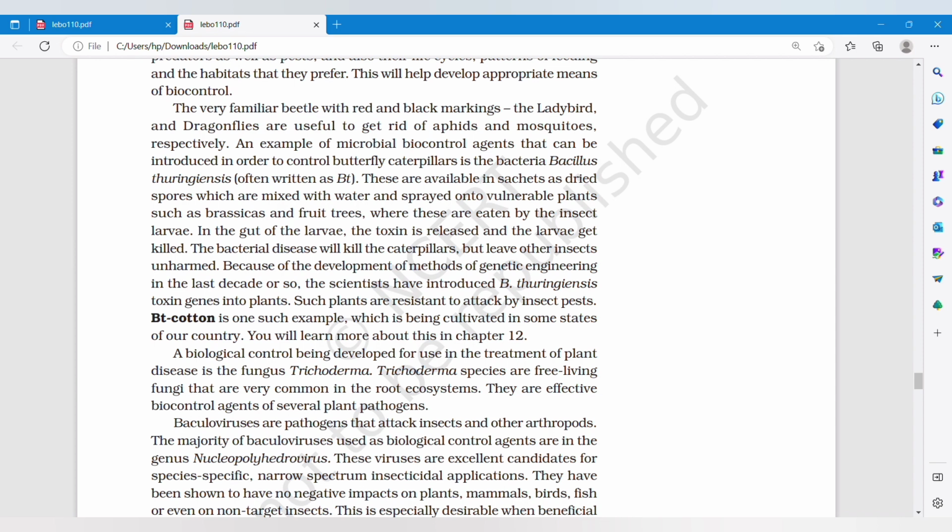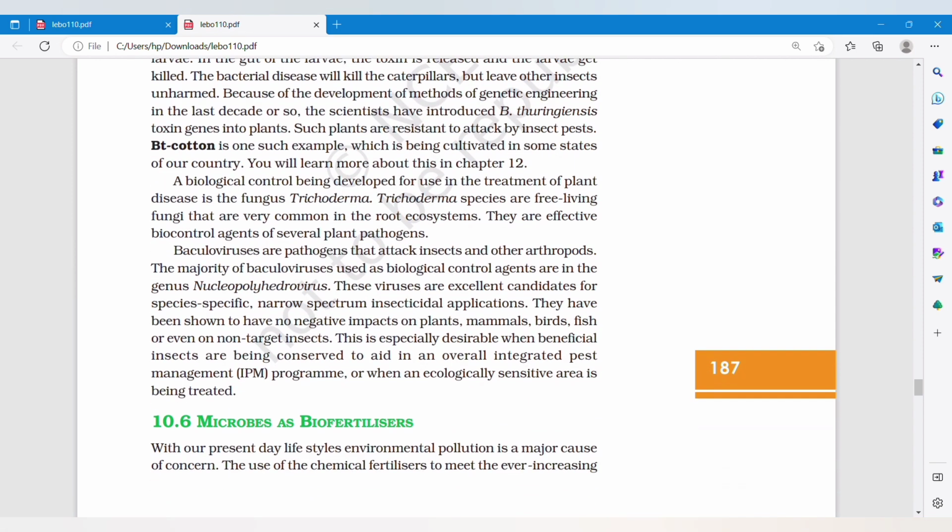A biological control being developed for use in the treatment of plant disease is the fungus Trichoderma. Trichoderma species are free-living fungi that are very common in root ecosystems. They are effective biocontrol agents of several plant pathogens. Baculoviruses are pathogens that attack insects and other arthropods. The majority of baculoviruses used as biological control agents are in the genus Nucleopolyhedrovirus. These viruses are excellent candidates for species-specific, narrow-spectrum insecticidal application.